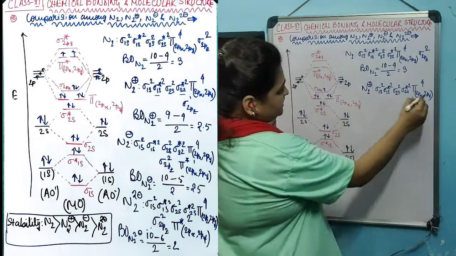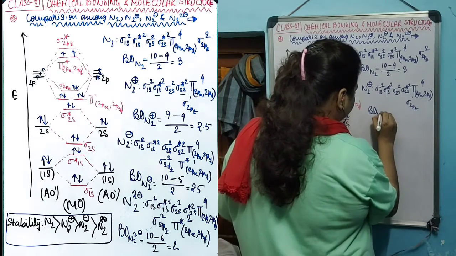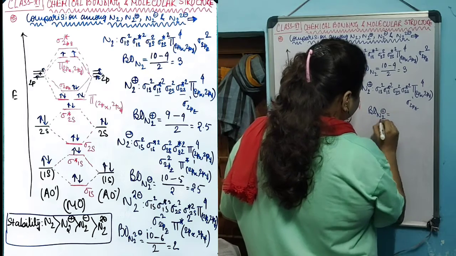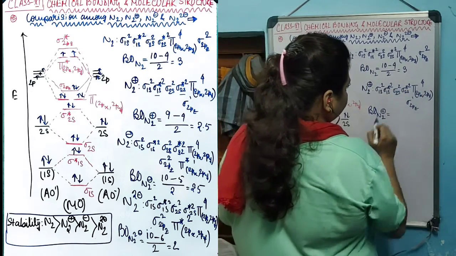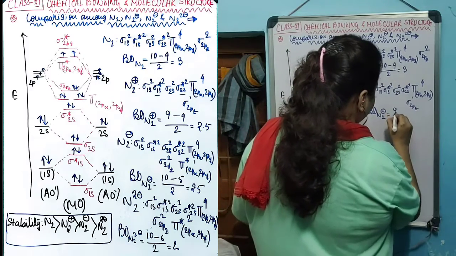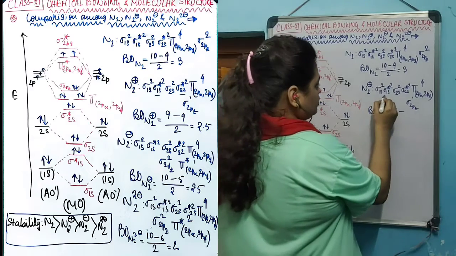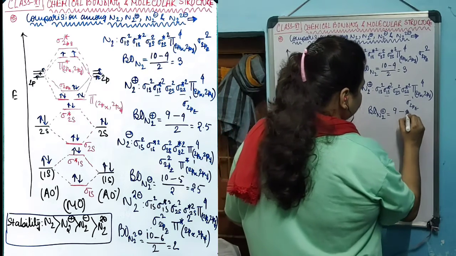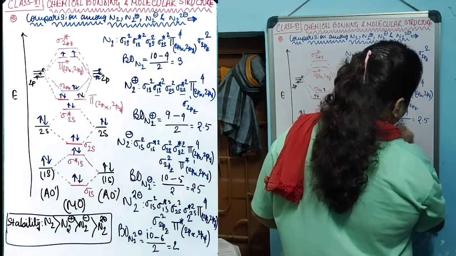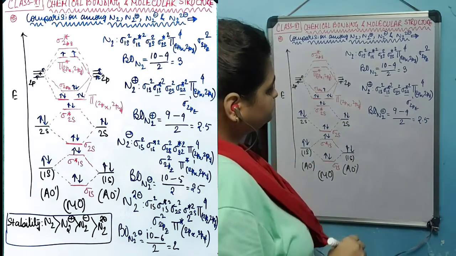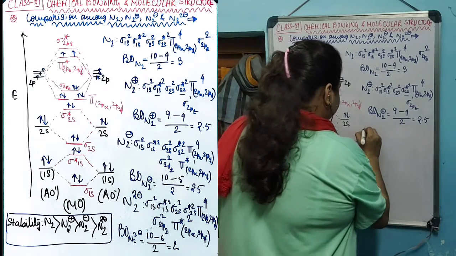sigma 2pz 1. This is the electronic configuration, and the bond order for the N2 plus species is 1, 2 and 2, 4 and 4, 8 and 1, 9, minus the number of antibonding electrons, 2 and 2, 4, divided by 2. This will give 2.5.